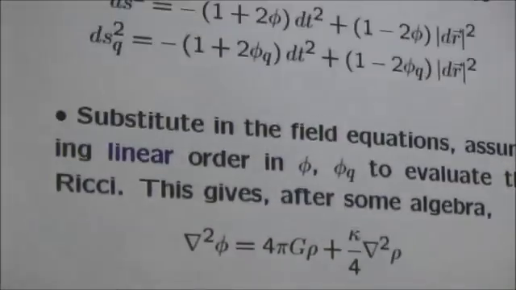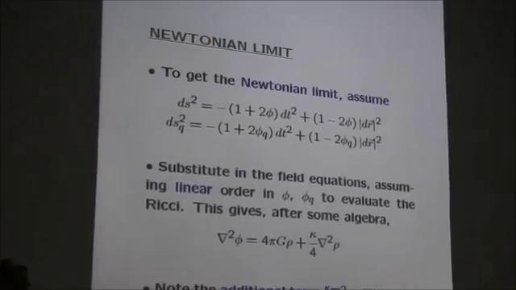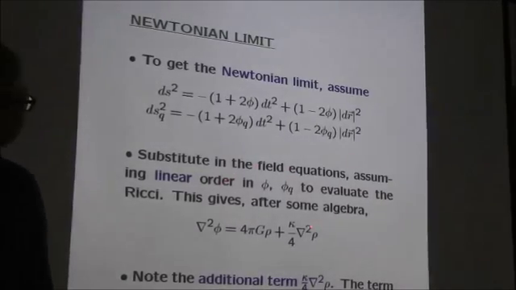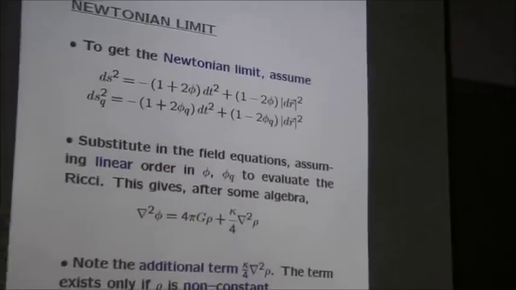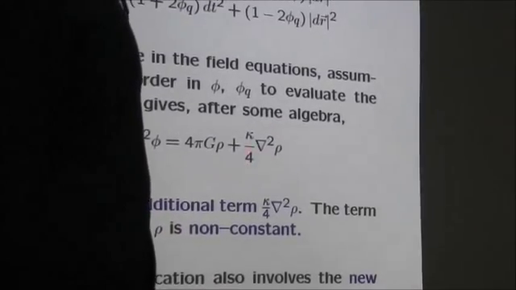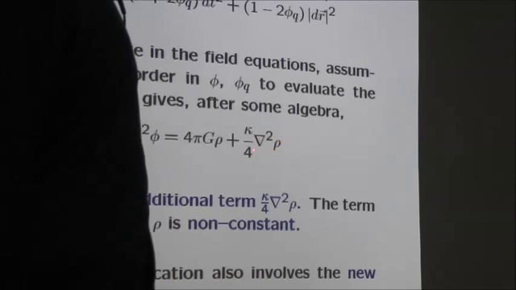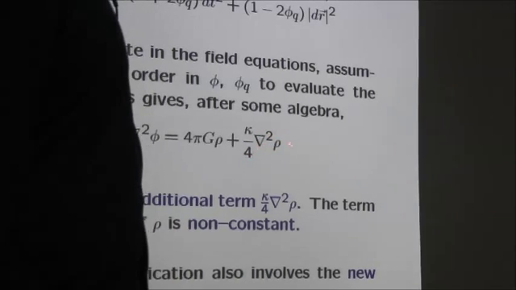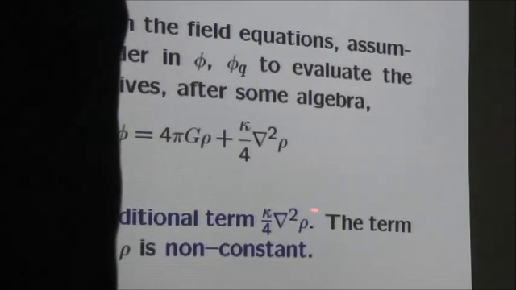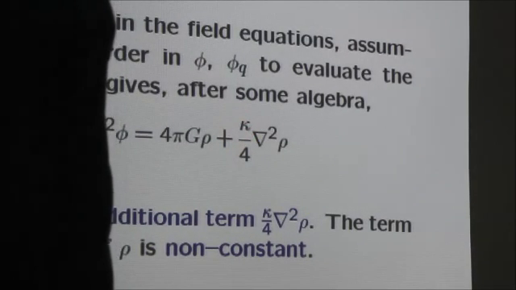Okay. So what is the Newtonian limit? That's the immediate question you ask. You have constructed a theory of gravity, you want to know what is the Newtonian limit. So you take ds square as this, with a phi and a phi q, you substitute in your field equations. This is your Poisson equation. The new Poisson equation is this. What is the new thing you have? You have this term which is del square rho. So there is a term which involves the derivative of the matter densities. And this term depends on this new constant kappa.